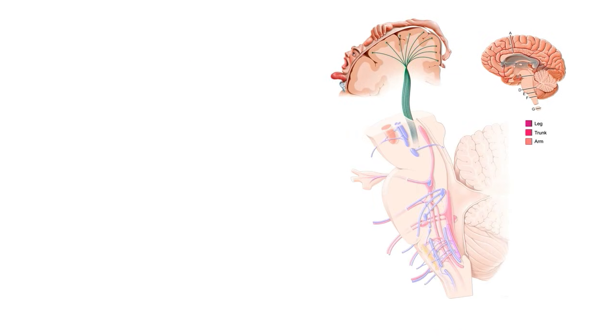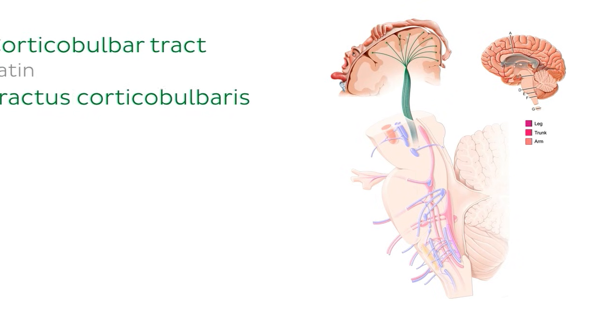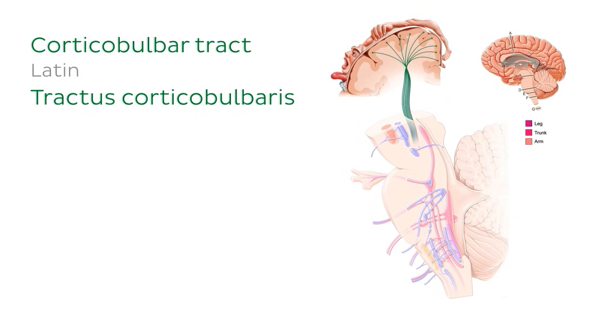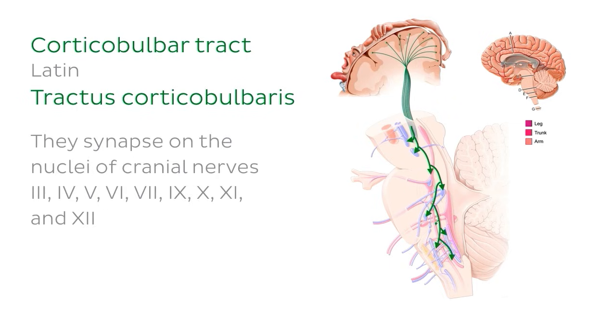Another white matter tract I would like to briefly mention to you is the corticobulbar tract. However, instead of controlling muscles in your legs or arms, the neurons in the corticobulbar tract control muscles in the head and neck. And because they don't need to travel lower than the neck, the axons in the corticobulbar tract do not enter the spinal cord. Instead, they synapse onto the nuclei of cranial nerves 3, 4, 5, 6, 7, 9, 10, 11, and 12. So basically, cranial nerves 3 to 12 minus number 8.